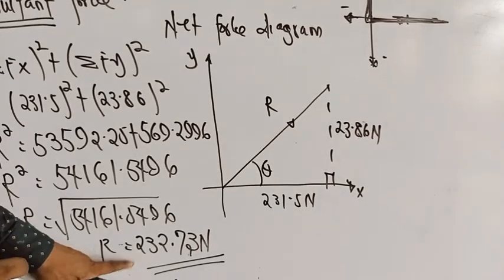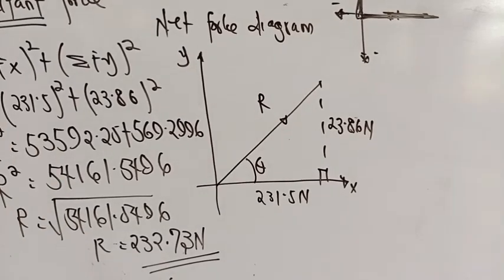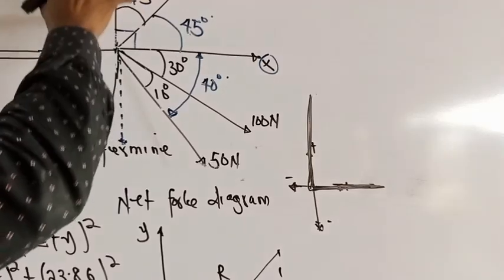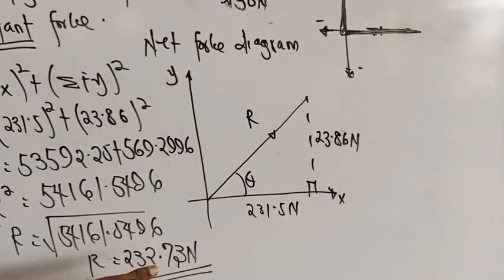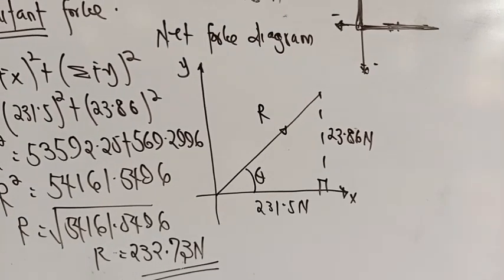So from the diagram given to us now, at the end of the day, we are now having a single force. Like we defined earlier, resultant force is a single force whose value is equal to the sum of all forces acting at the point. So the sum of all these forces from this diagram is giving us a value of 232.73 Newton. That makes it the resultant force.